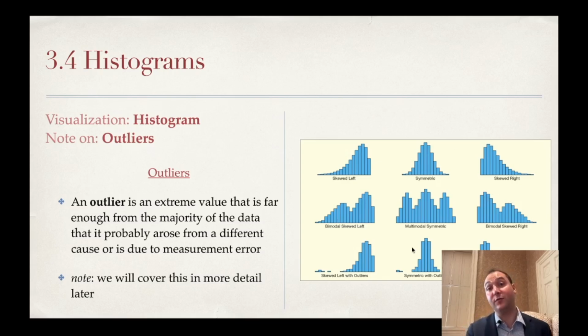So these are different ways that we can describe how our data is shaped. This gives us a better idea of what the circumstances or behavior is of the observations that we're measuring.